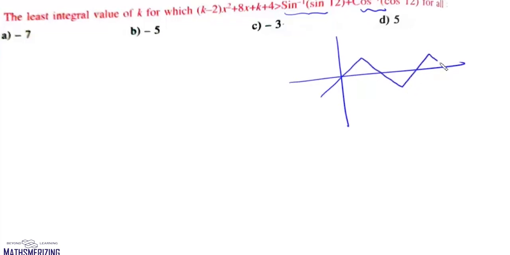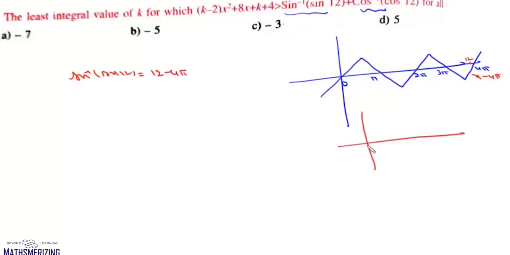Now here the question is the least integral value of k for which this inequality is true for all x belongs to R. Now here first we need to find the value of sin inverse of sin 12 and cos inverse of cos 12. Now we'll draw the graph of sin inverse of sin x. So this is pi, 2 pi, 3 pi and 4 pi. Now 12 will lie somewhere here. Now this definition is x minus 4 pi. So sin inverse of sin 12 will be simply 12 minus 4 pi.